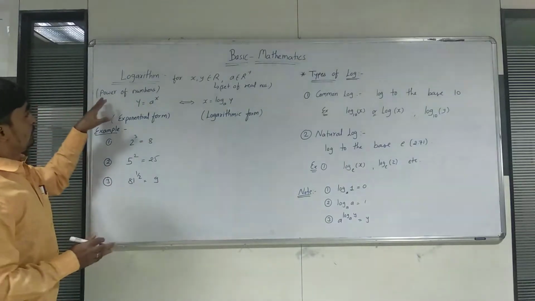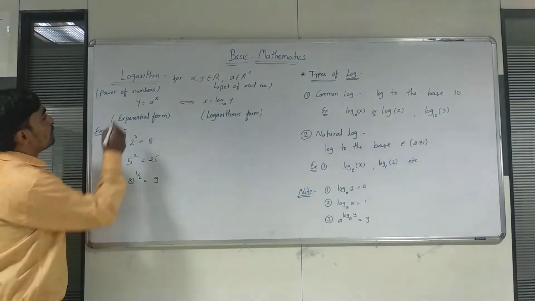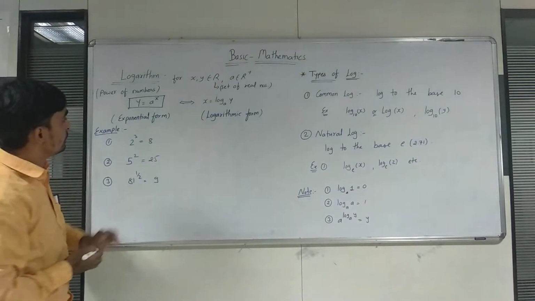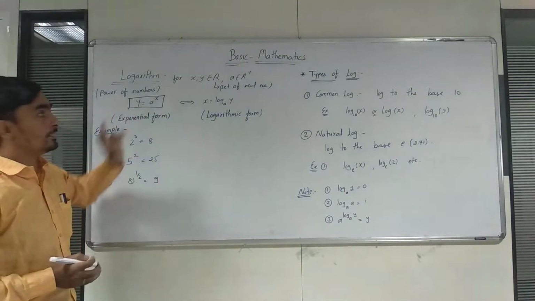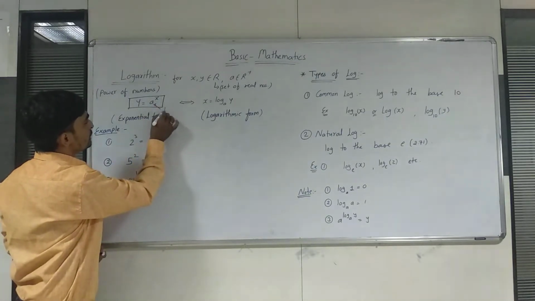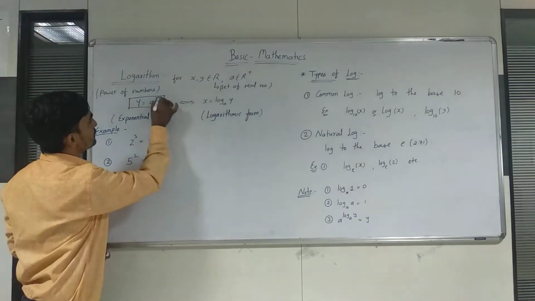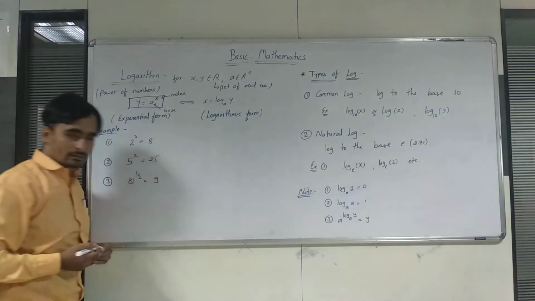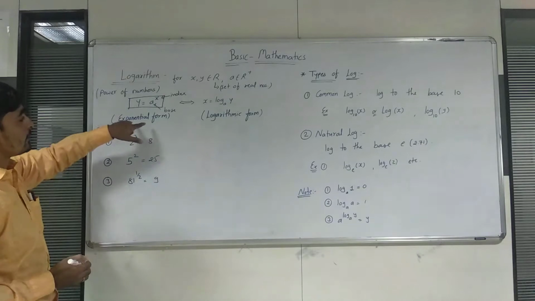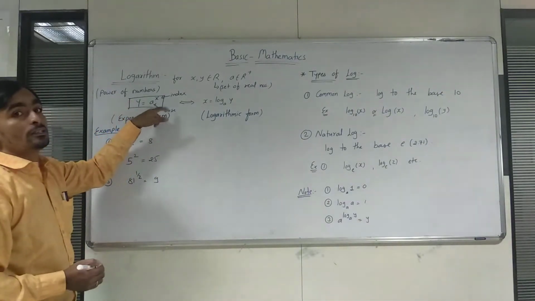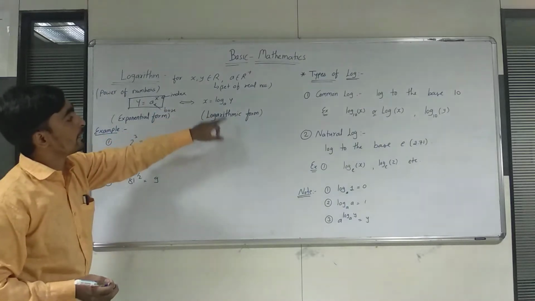So the power of numbers, in general form we can write y is equal to a raised to x, where a is known as base, and x is known as index. Then this is exponential form. Okay, this one converted in terms of log like this.